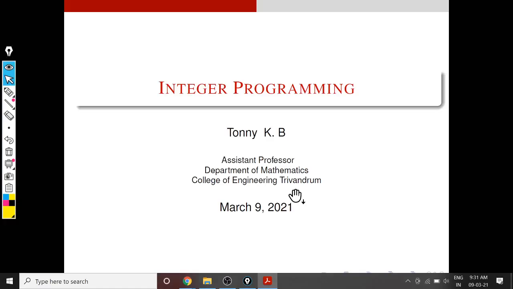Okay, dual simplex method was the last topic in the fourth module. Today we are going to discuss integer programming.